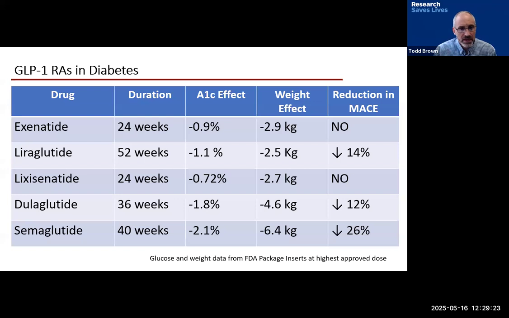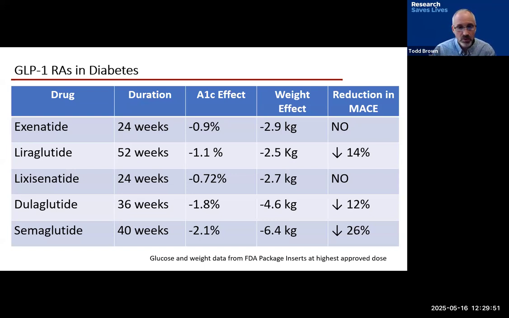So let's take a look at some of these GLP-1s, and this data comes from the package inserts in the registration trials. What you see is that with each new generation, so we have semaglutide and dulaglutide, which are the ones that are used most often nowadays, there's increasing A1C effect. There's increasing weight effect, and the weight effects are really quite impressive. And the A1C effect is important, of course.